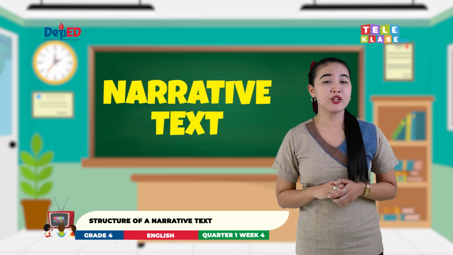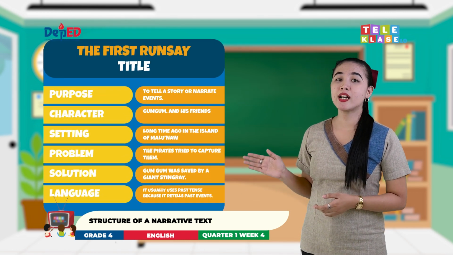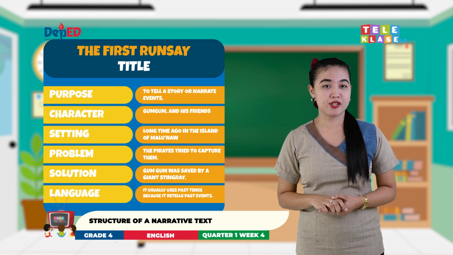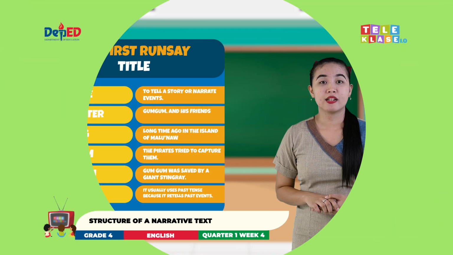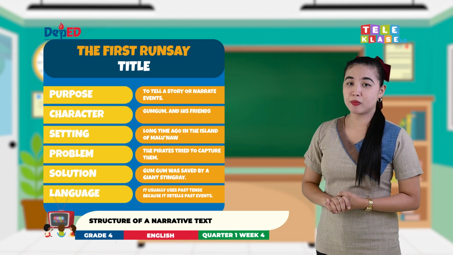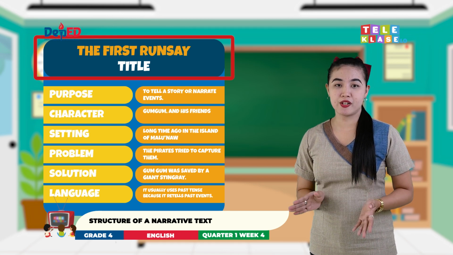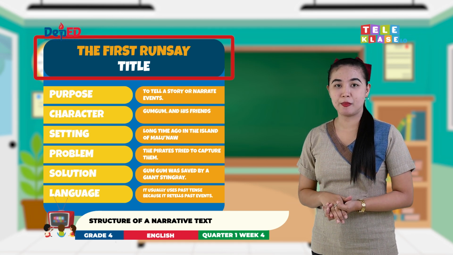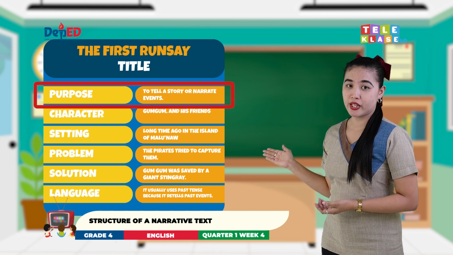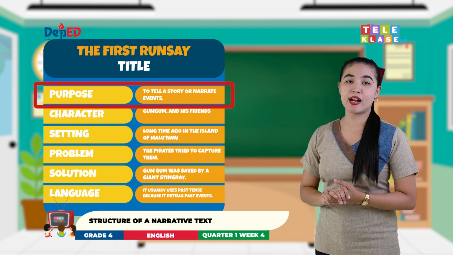Now, for our new lesson, let's discuss the purpose, structure, and language of a narrative text using the story, The First Runsai. Let's look at this table. From the table, you can see the title of the story, which is The First Runsai at the very top. It was followed by the purpose of the story, which is to tell a story or narrate events since it is a narrative text.